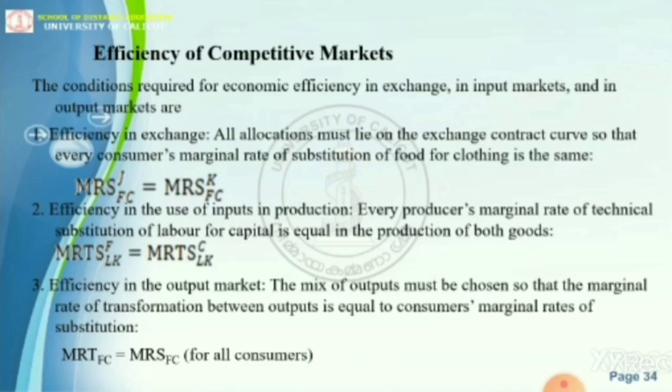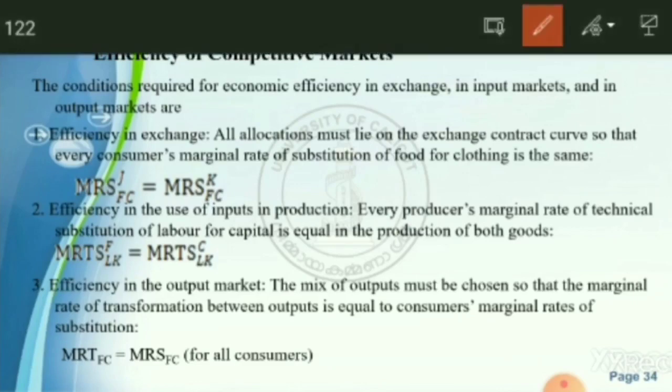The conditions required for economic efficiency in exchange, in input market and in output markets are efficiency in exchange, efficiency in production, and efficiency in the output market. You just need to remember these three things. One is efficiency in exchange. Next, efficiency in production and efficiency in the output market. There are three conditions. What is efficiency in exchange?